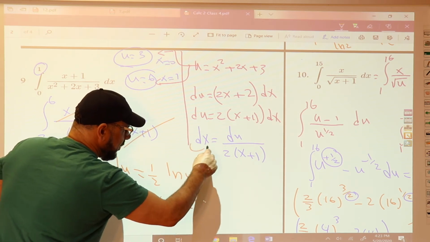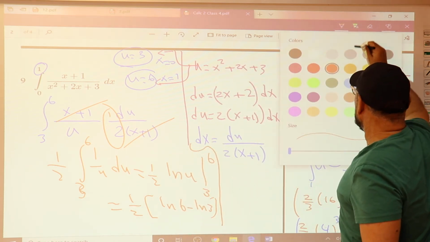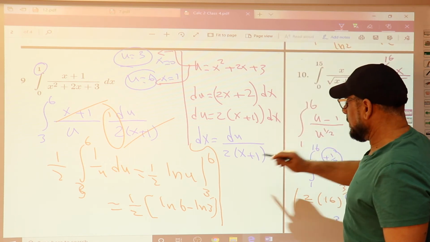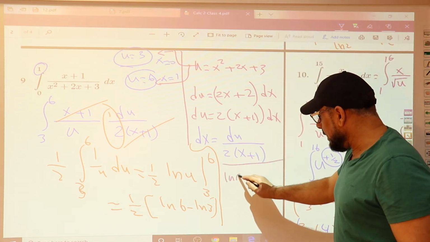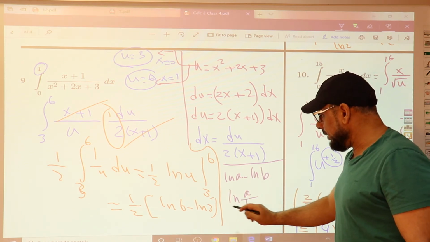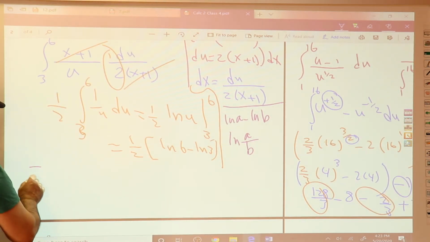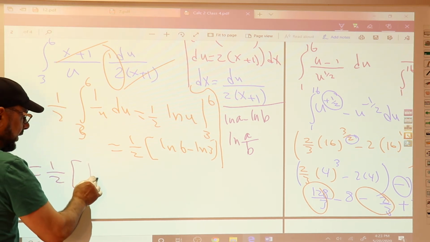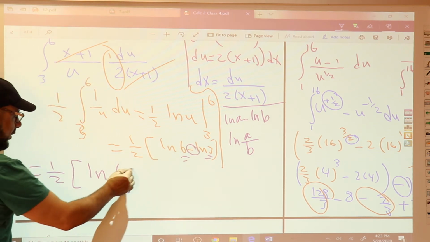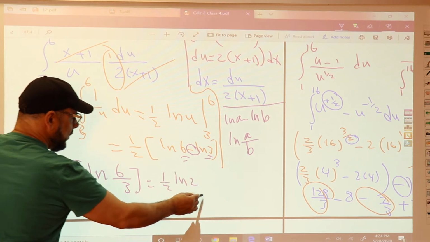Let me just explain something here, because some teachers will ask you to go ahead and simplify: ln a minus ln b equals ln (a over b). And this will be the final answer, 1/2 ln (6 over 3), because we have a negative sign, which is 1/2 ln 2. Good job.